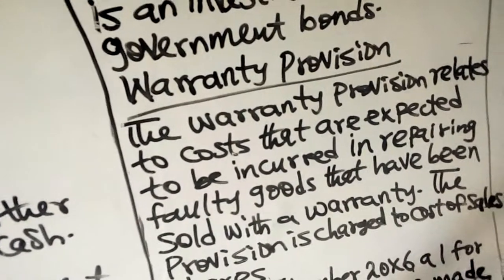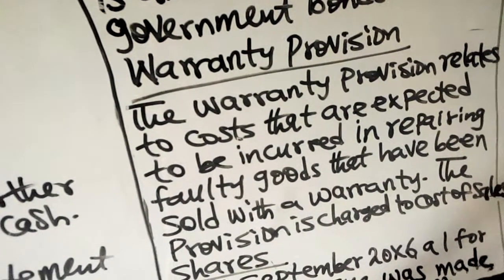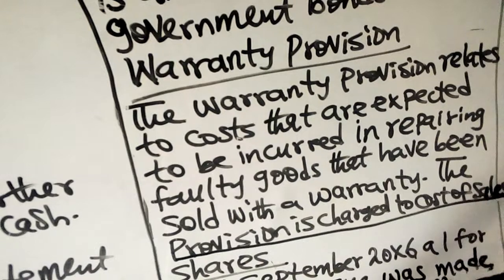So the next item is warranty provision. The warranty provision relates to costs that are expected to be incurred in repairing faulty goods that are sold with warranty. The provision is charged to cost of sales. You have been told that the warranty provision has been charged to cost of sales. Since this has been charged to cost of sales, you will need to eliminate it because the warranty provision is not inventory. So since it is not an inventory item and it has been charged to cost of sales, its effect will be eliminated from our cost of sales to get our inventory.